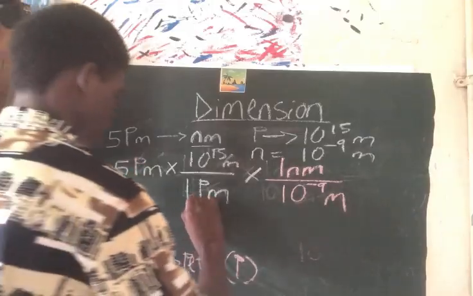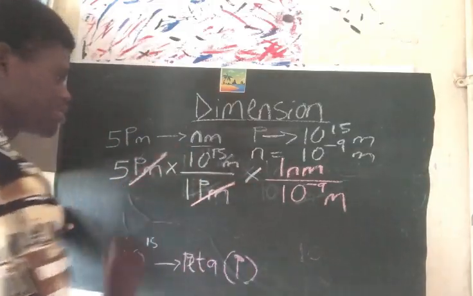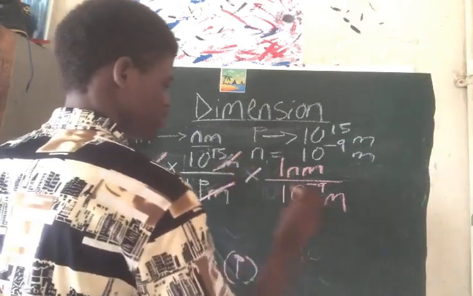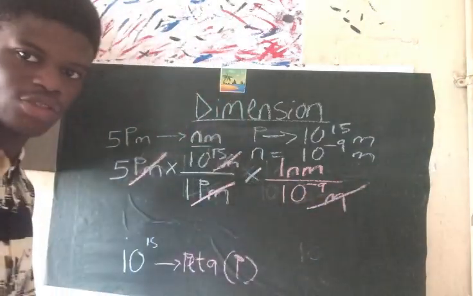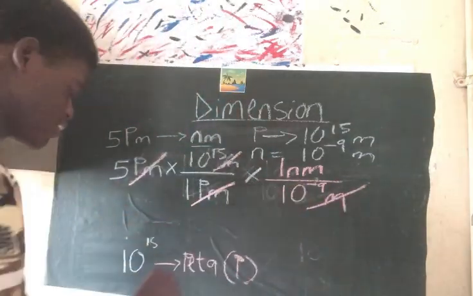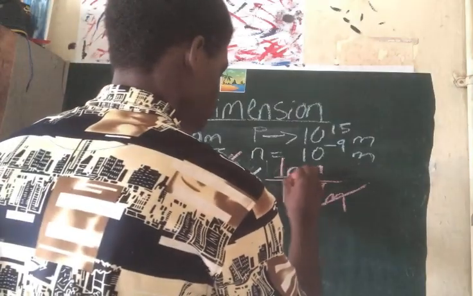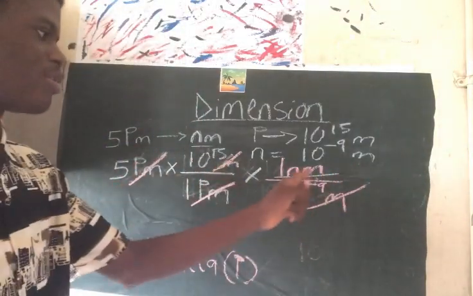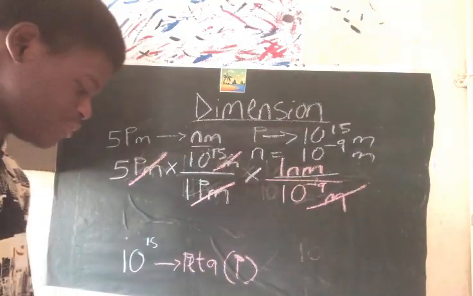Petameter cancels petameter. You can see meter cancels meter. Now what unit are we left with? Only nanometer. This has cancelled this. This has cancelled this. We are left with only nanometer. You can see, very easy.